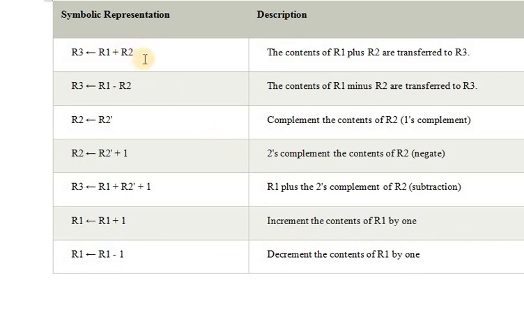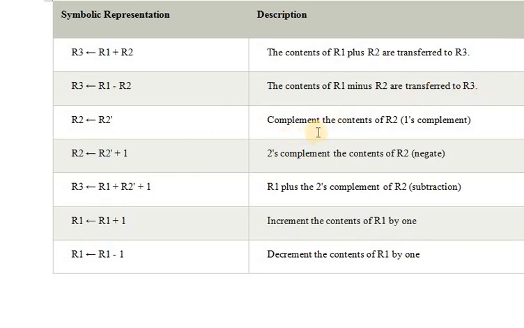Already you know that R stands for the register. See here, this is the symbolic representation. The contents of R1 and R2 are added, that is, you are making the addition and storing it in the register R3. That is the transfer of information: the contents of R1 plus R2 are transferred to R3. Now subtraction: the contents of R1 minus R2 are transferred to R3.